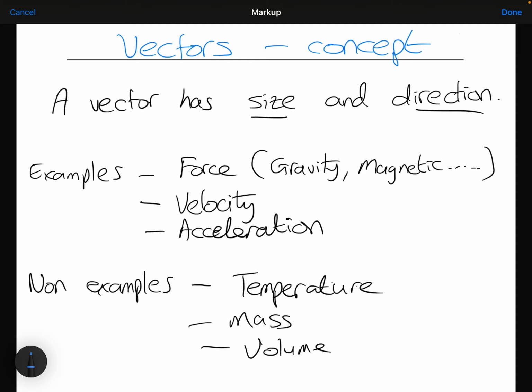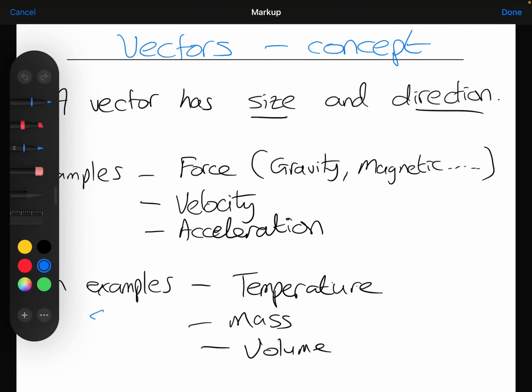Some non-examples: temperature. Temperature has a size, but it doesn't have a direction. It wouldn't make any sense to say that the temperature is 20 degrees north. Similarly, mass. If I said that this bag of potatoes weighs 2 kilograms in the direction of southwest, that again makes no sense whatsoever. And volume, that's the amount of space inside an object. It doesn't have a direction. So these non-examples are called scalars. They have a size, but they do not have a direction.